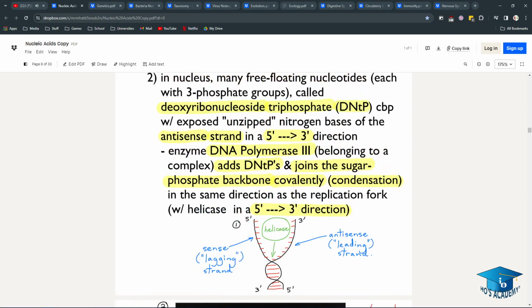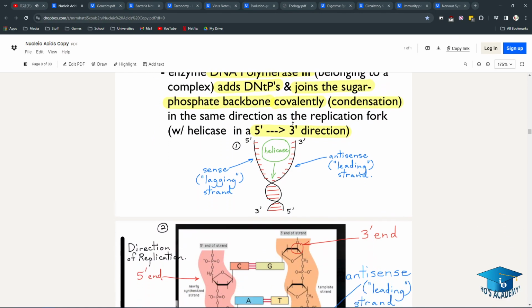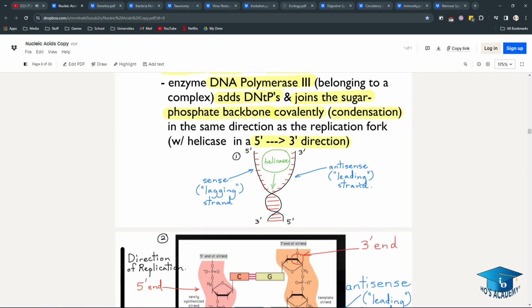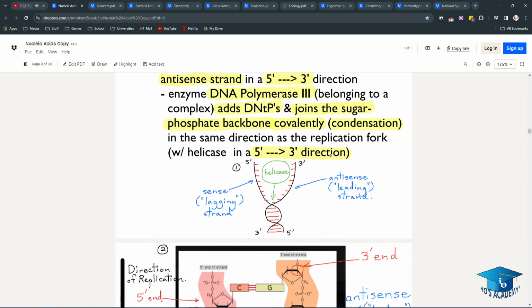And they'll be added in a 5' to 3' direction on the antisense strand. So if you look here, this one is the antisense strand. Even though it says 3' here, it's because you're adding them in a 5' to 3' direction, and since they'll be anti-parallel even when you synthesize them, then you're adding it to the 3' end first. So 3' down to 5', you're adding in the 5' to 3' direction.